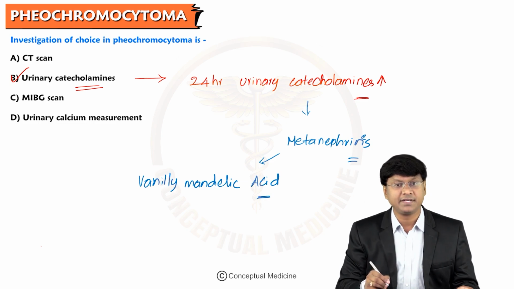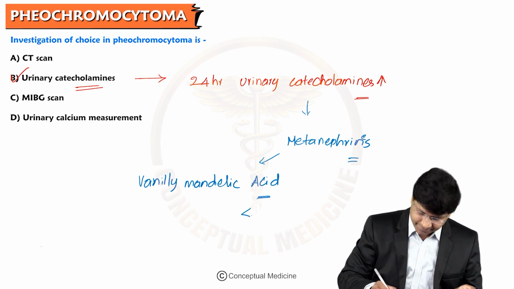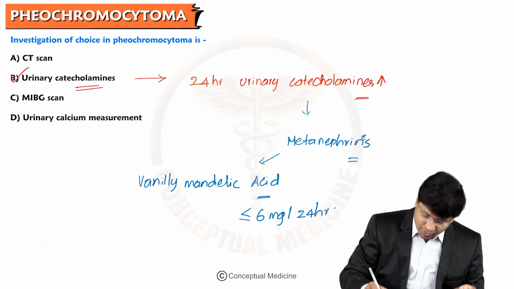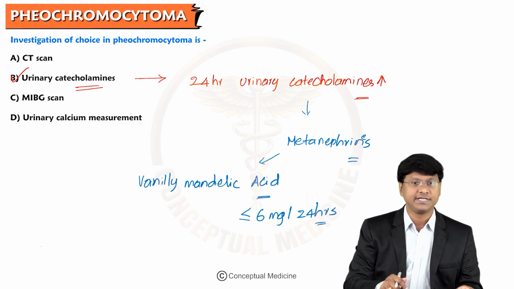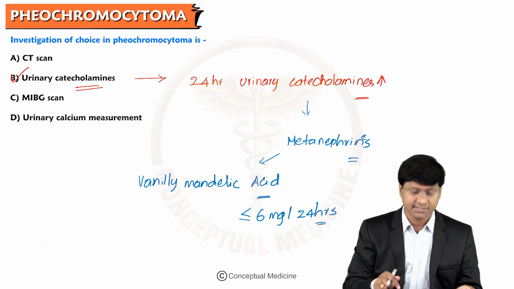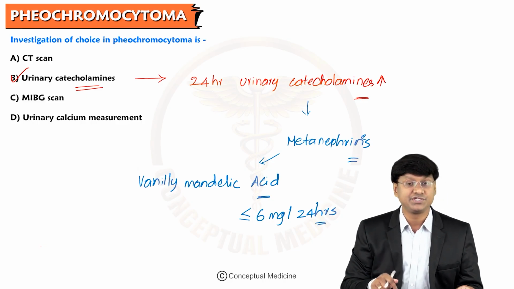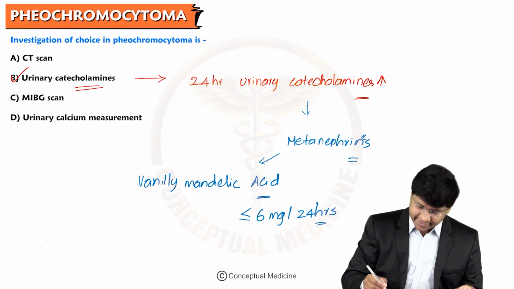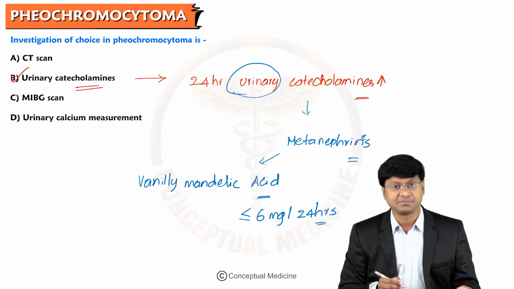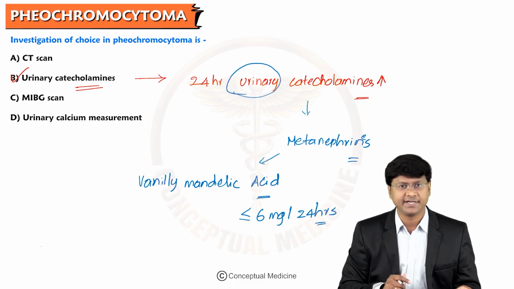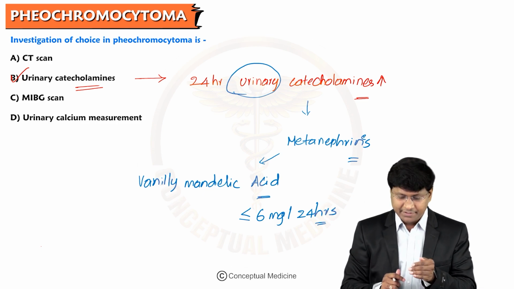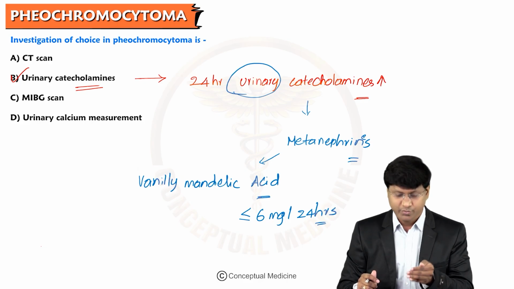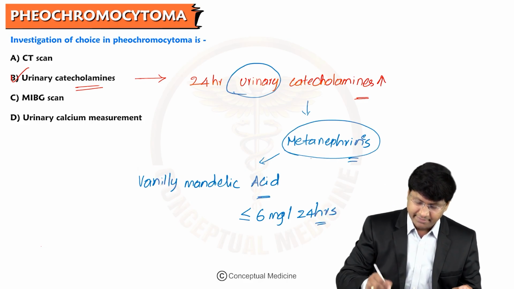And what are the normal VMA levels? The normal VMA levels are less than or equal to 6 milligrams per 24 hours. And what is the investigation of choice? The investigation of choice for screening is the 24-hour urinary fractionated metanephrine levels, which will be elevated. So mainly we need to test in the urine rather than the plasma. And why is that? Because of the sensitivity and specificity compared to the catecholamines. We don't test for the catecholamines; we test the 24-hour urinary metanephrines.